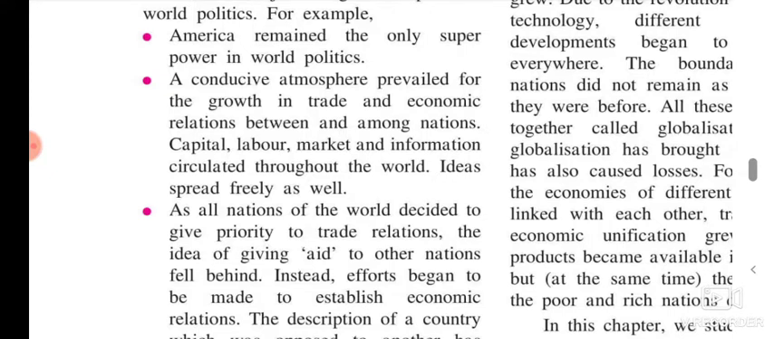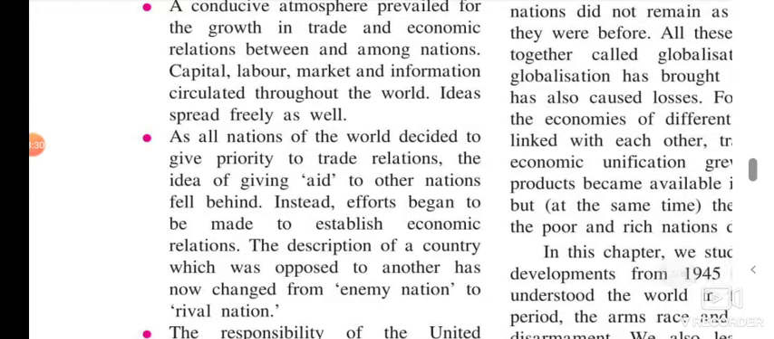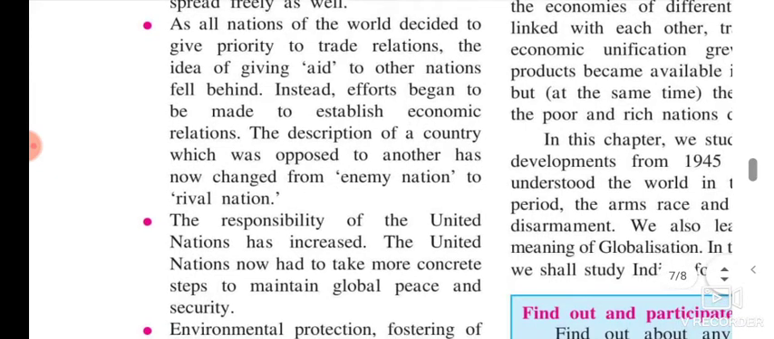Ideas spread freely as well. As all nations of the world decided to give priority to trade relations, the idea of giving aid to other nations fell behind. Instead, efforts began to be made to establish economic relations. The description of a country which has opposed another has now changed from enemy nation to rival nation.